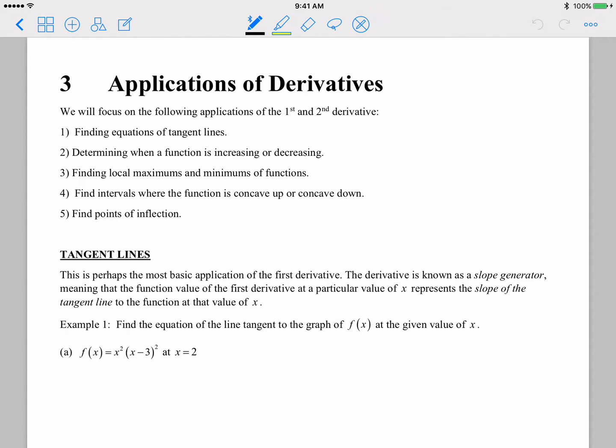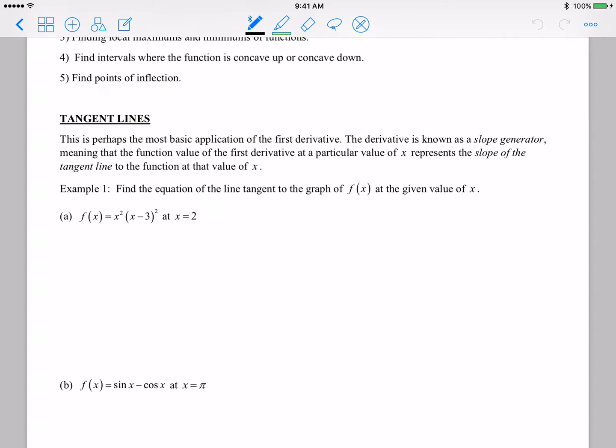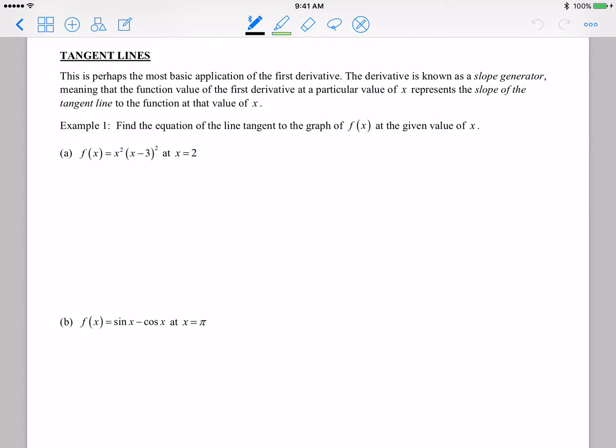In this lecture we're going to focus on finding equations of tangent lines, determining increasing and decreasing intervals of a function, finding local maximums and minimums of functions, and then also talk about concavity. Okay, so the first thing we want to talk about are tangent lines and how to find the equation of a line tangent to a graph of a function f.